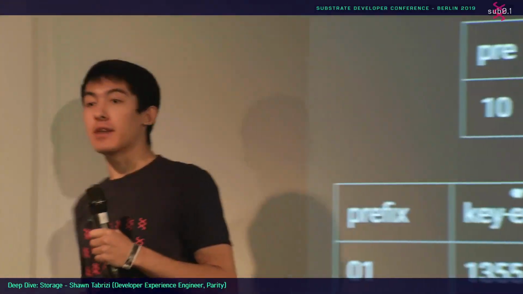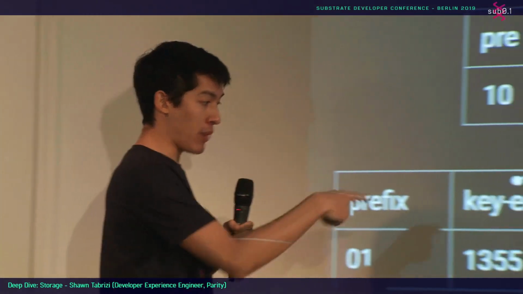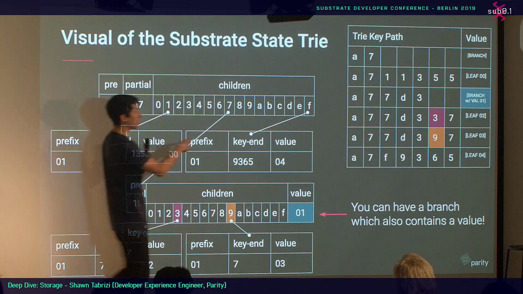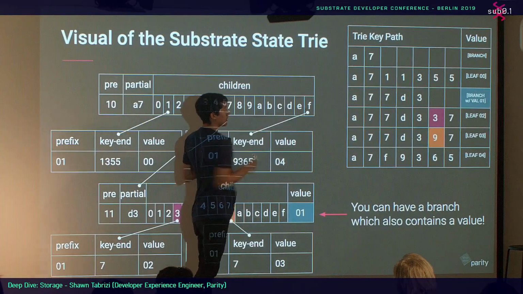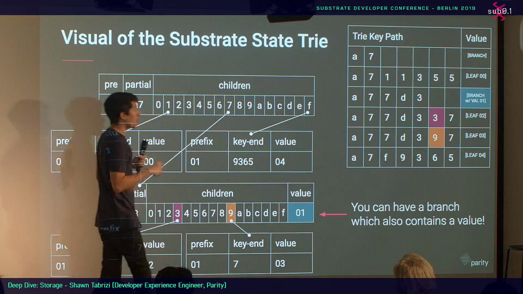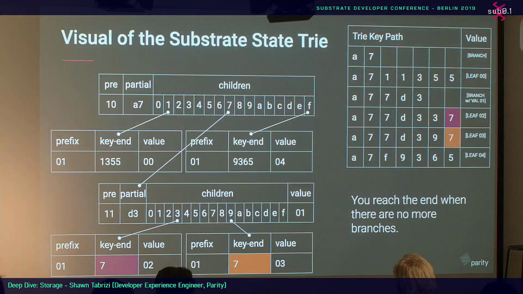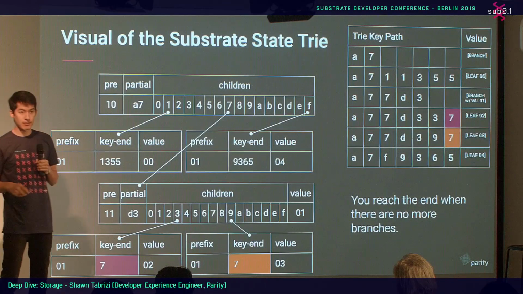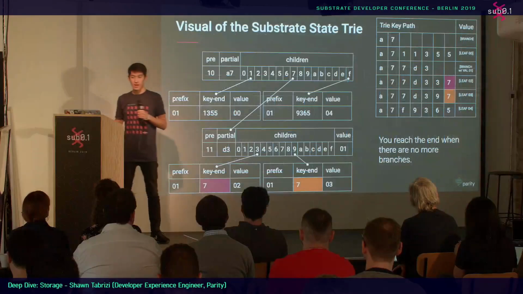And so this is really important. Because we allow arbitrary key lengths in Substrate, we must, of course, allow for branches to also have values. Because if we want to set a value at this path, we also know there's children underneath it. So this is pretty unique. And then of course we keep going, and you reach the end when there's no more branches. That mostly makes sense, right? Awesome.